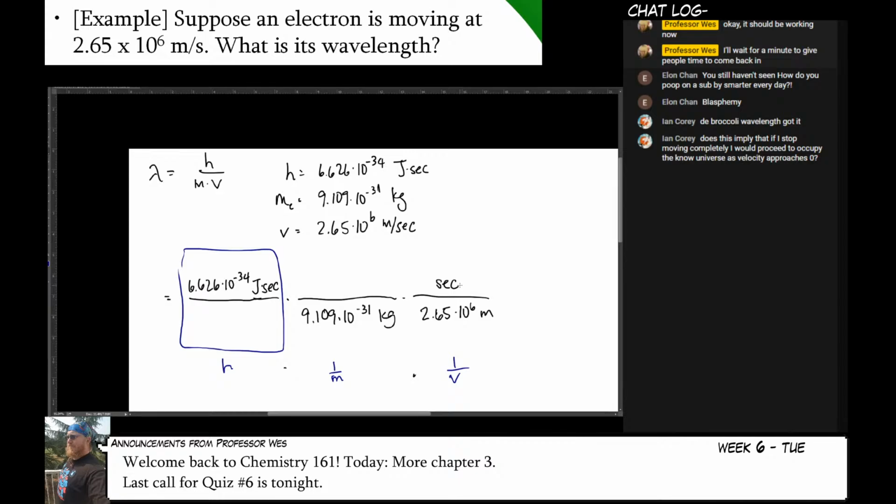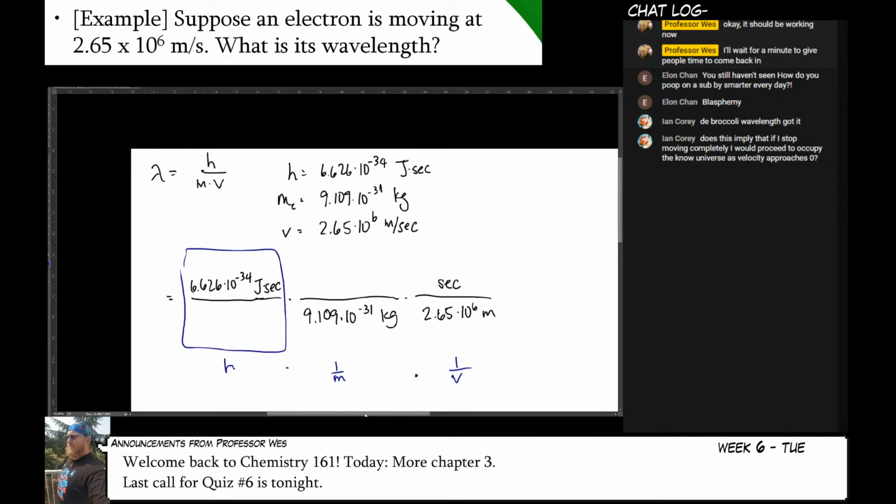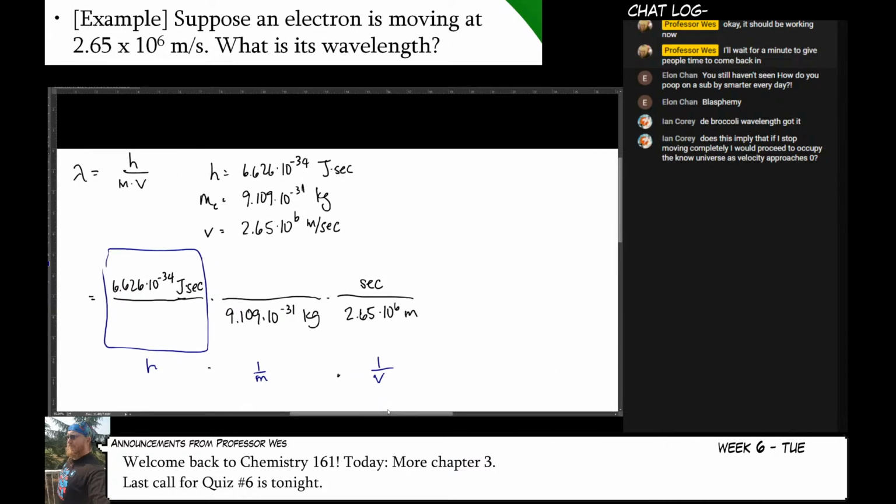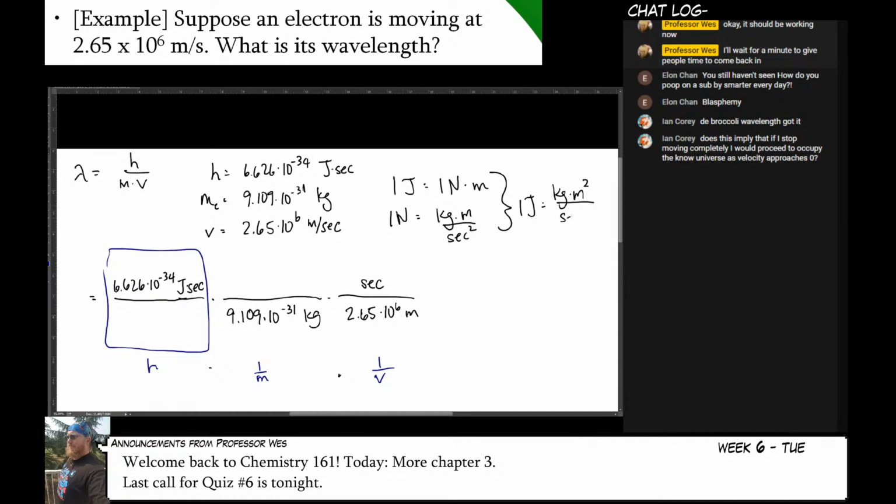Now looking at these units, you're probably thinking, holy crap, those units are not going to cancel out at all. In fact, my seconds square themselves. Well, the next thing we have to do is define what a joule is. A joule is the force of a Newton applied over a meter, and a Newton is equal to a kilogram meter per second squared. So 1 joule is a kilogram meter squared per second squared.